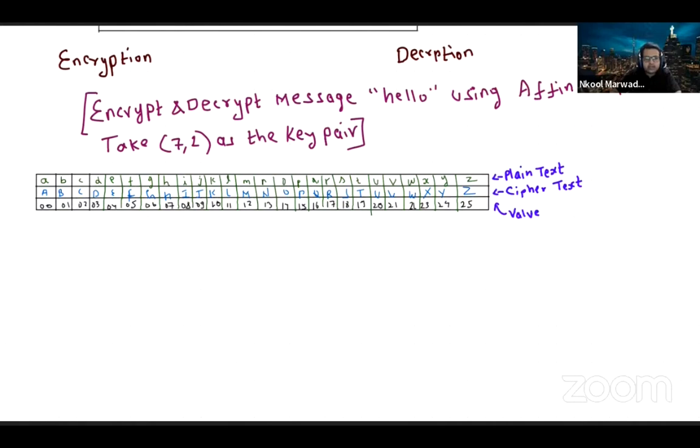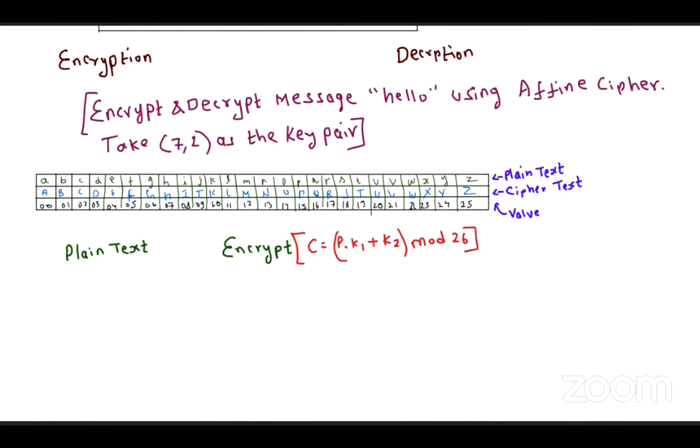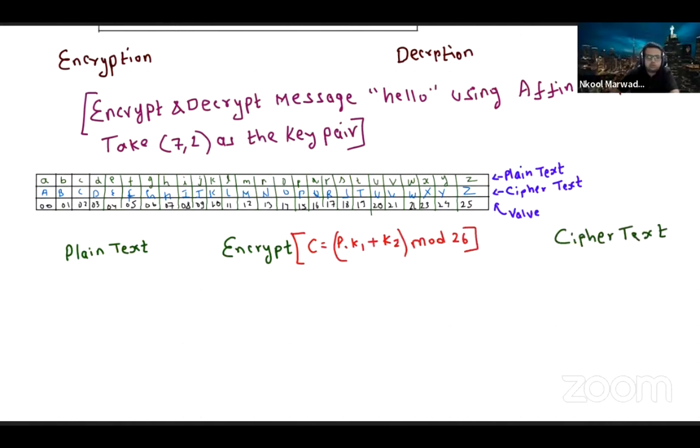So we will start with encryption. We start with the plain text. Whatever plain text we have, we will encrypt it using a formula. In encryption, we will get ciphertext. First we multiply P into K1, then whatever result we get, we add K2, then we take the mod 26, and then we get the ciphertext. The plain text which we have is hello. When we encrypt, we apply this formula. Now K1 is 7 and K2 is 2.